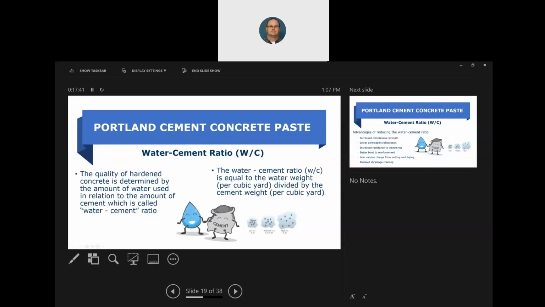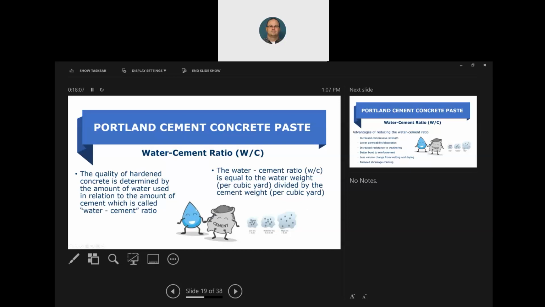All right, let's talk about the water cement ratio, W over C. Literally, it's a mathematical function: weight of water divided by weight of cement. The quality of hardened concrete is determined by the amount of water used in relation to the amount of cement. The water cement ratio is equal to the weight of water per cubic yard divided by the cement weight per cubic yard.